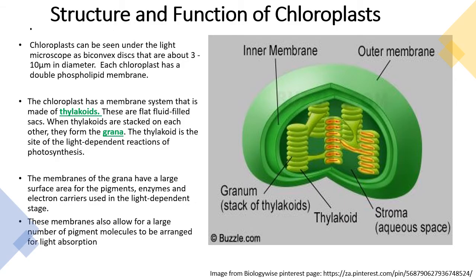So starting off with the structure of chloroplasts. When we started this biology syllabus from the very first chapter, we started with the different organelles that you would find in a typical animal or plant cell. And we said that in the animal cell, we have the mitochondria, and in the plant cells, we have chloroplasts.